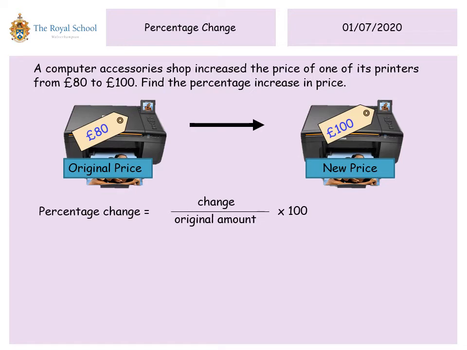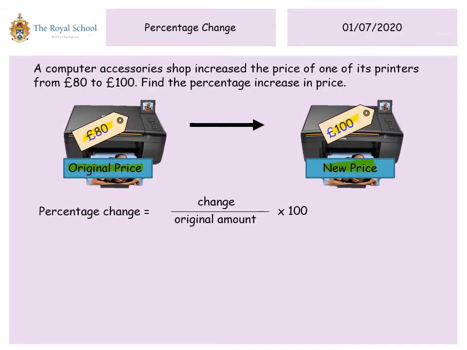A computer accessories shop increased the price of one of its printers from £80 to £100. Find the percentage increase in price. So we can see here that the printer started off at £80, and that's our original price. Remember, that's one of the key things we need to know in these questions. We've then got that the printer ended up at £100, and that's obviously the new price of the printer.